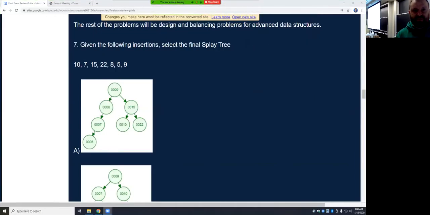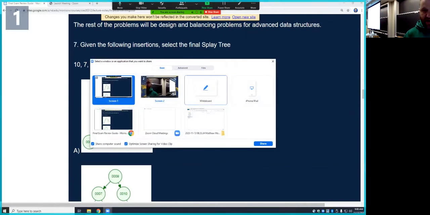Problem 7 states, given the following insertions, select the final splay tree. And our insertions are 10, 7, 15, 22, 8, 5, and 9.